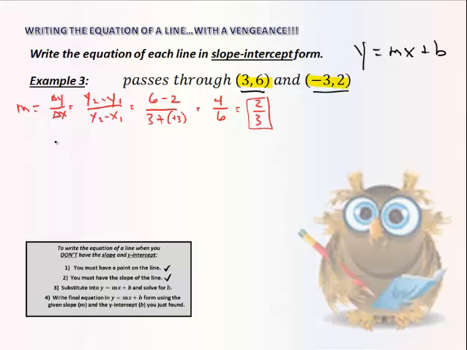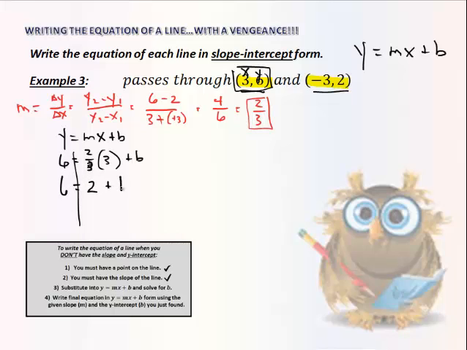So remember, now we'll substitute into y equals mx plus b. It doesn't matter which point we substitute in there. I'm just going to use the first one. We have our x and our y. So I'm going to put 6 in for y equals 2/3 times our x, which is 3, plus b. So 6 is our y, 2/3 is our m, 3 is our x. And then I'm going to solve this for b. So I get 6 equals 2/3 times 3 is 6/3, which reduces to 2. So 2 plus b, and then I'll subtract 2 from both sides, and I get 4 equals b.